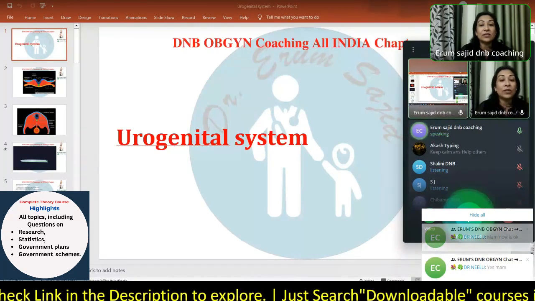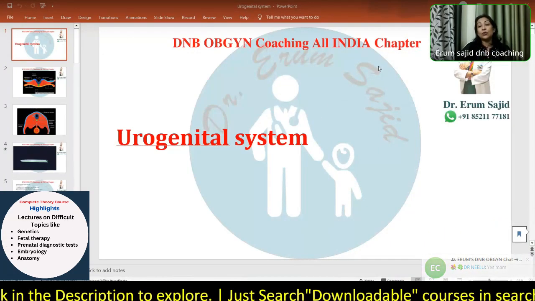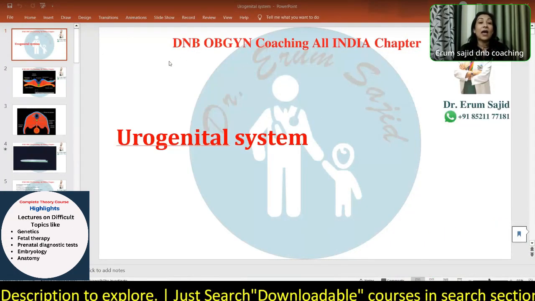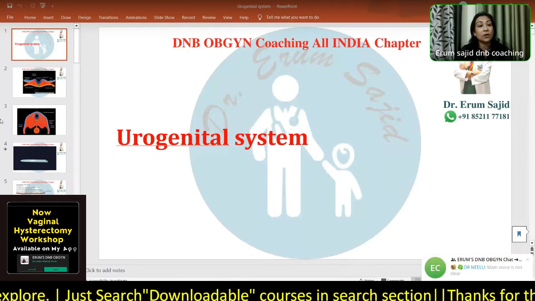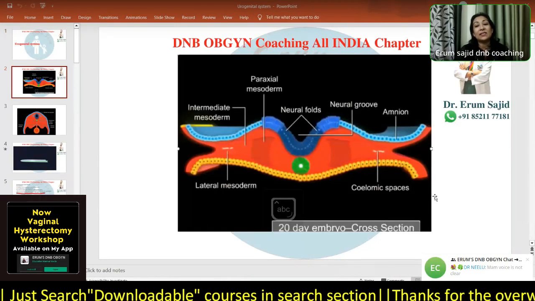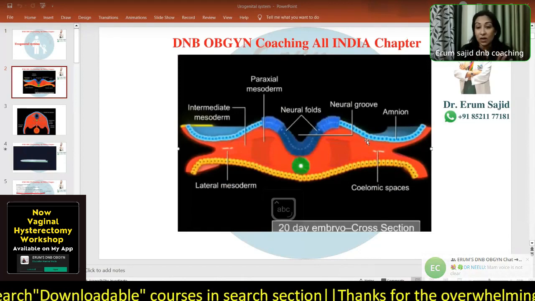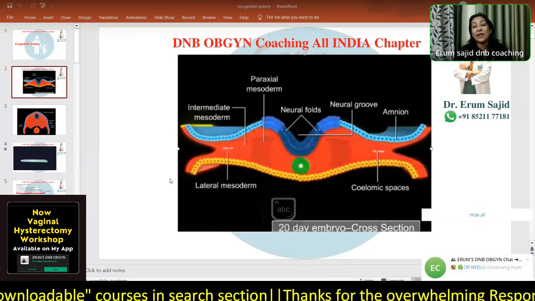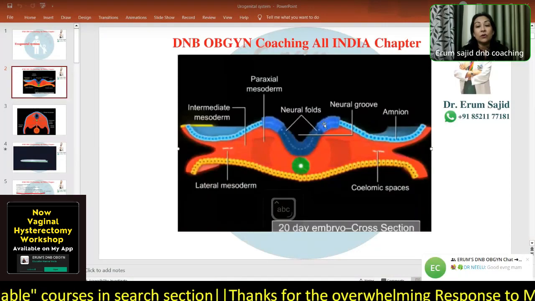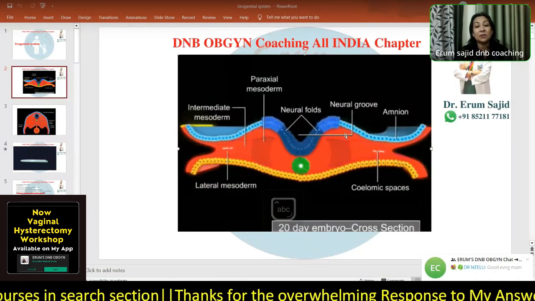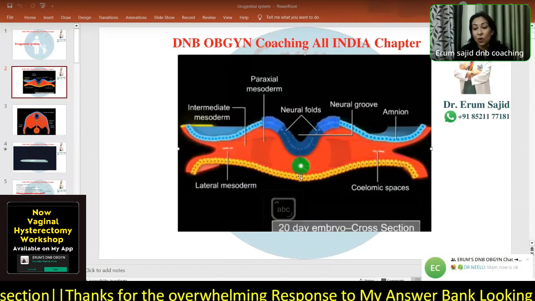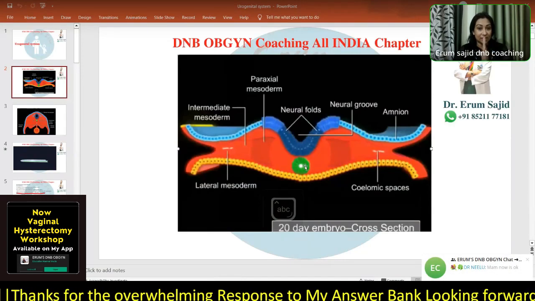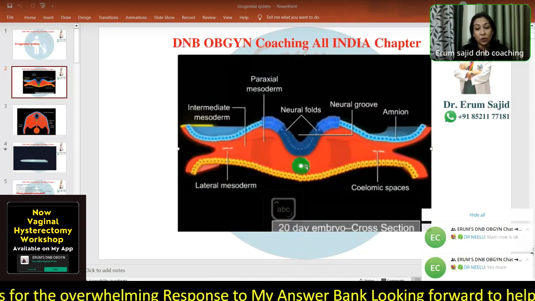So, I begin with this class today, and we begin with the urogenital system. And I'm going to start from where we left, okay? So this was the place at which I left you last, right? This is the place where the neural folds are being formed, the neural crest is being formed. This is the axis. This notochord, this green one, is telling you the axis of the embryo.